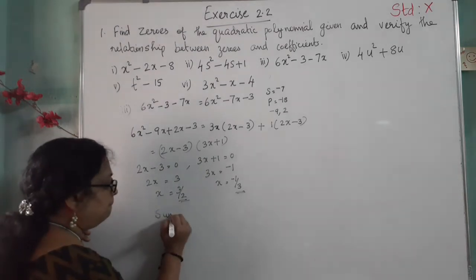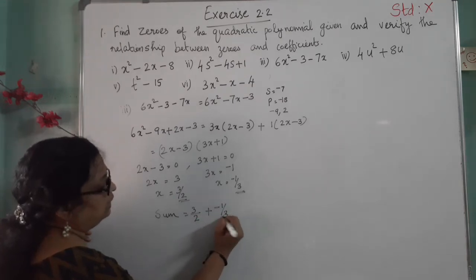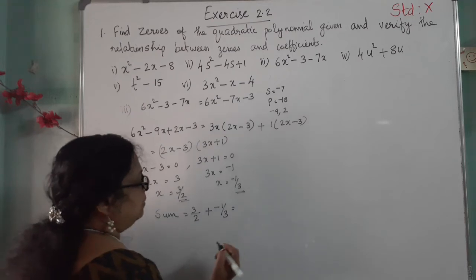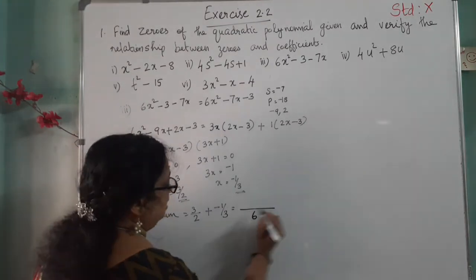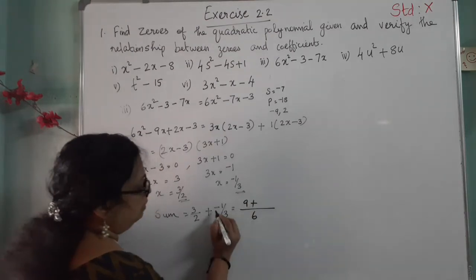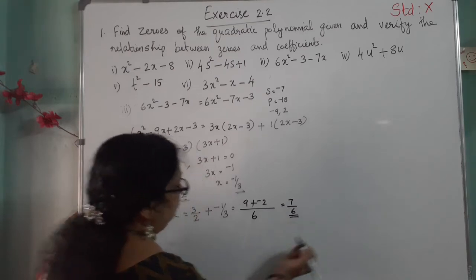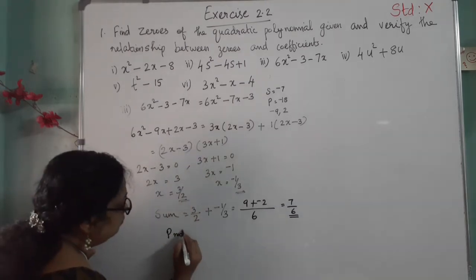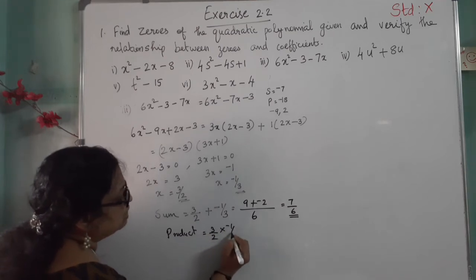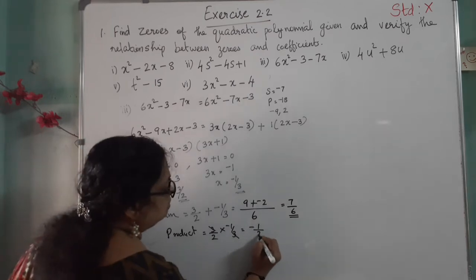Then sum: 3 by 2 plus minus 1 by 3. Then 3 and 2 are the denominators, we can take LCM 6. Then multiplying 3 into 3, 9, plus multiplying 2, that is minus 2, that is 7 by 6. Then product, that equal to 3 by 2 into minus 1 by 3. That is, this 3 cancels, we get minus 1 by 2.